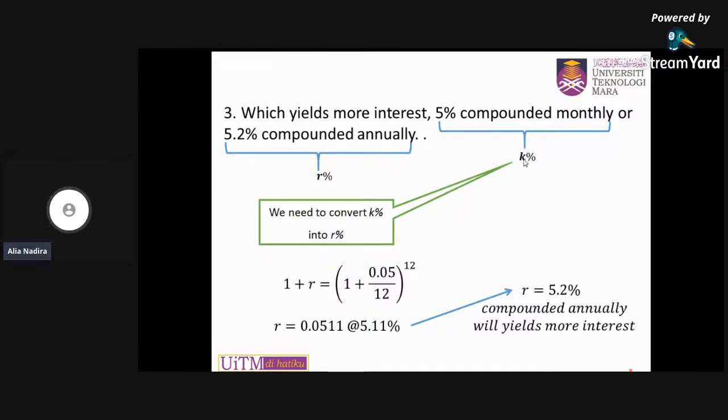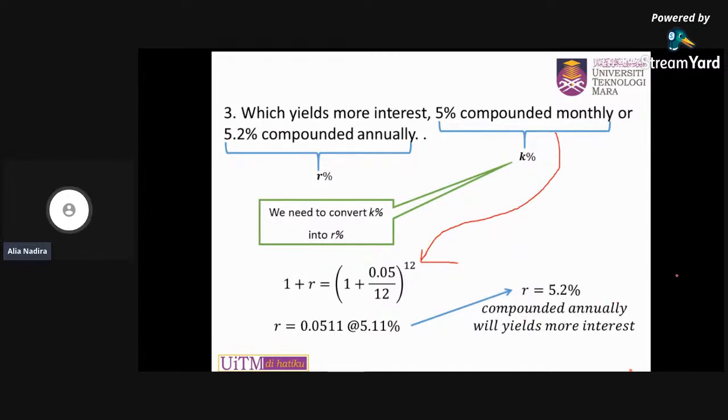You boleh choose you nak convert K atau convert R. Sama je. Untuk senang is better you normally we convert K lah. Okay, convert K supaya dia jadi compounded annually juga. So, kita ganti into this formula. So, kita nak daripada K, kita nak jadi R. So, kita nak cari R. So, kita substitute yang information yang ini ke dalam ini. Okay, so you dapat this one. So, here means 5.2% compounded annually. So, you compare lah.